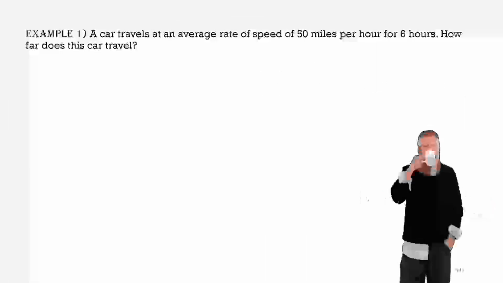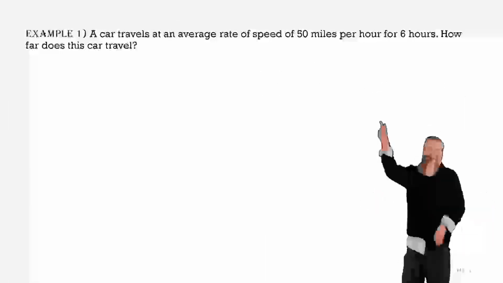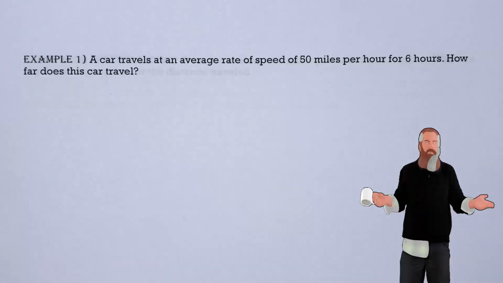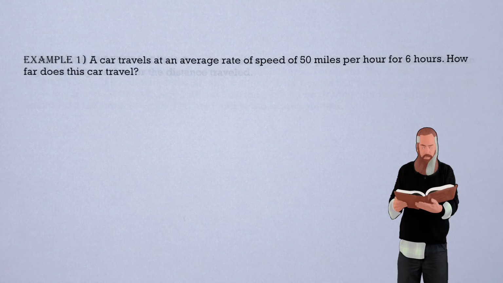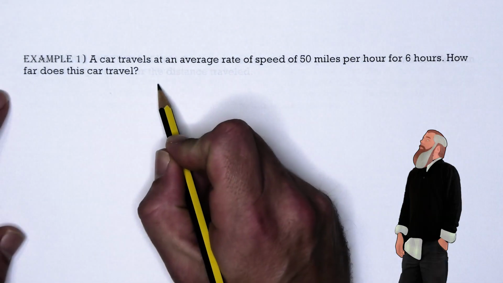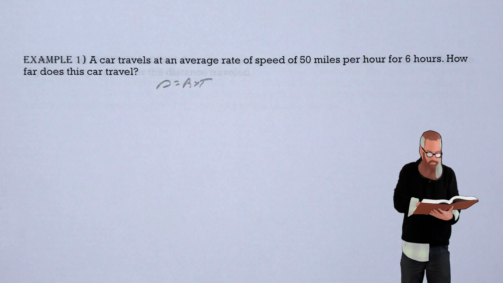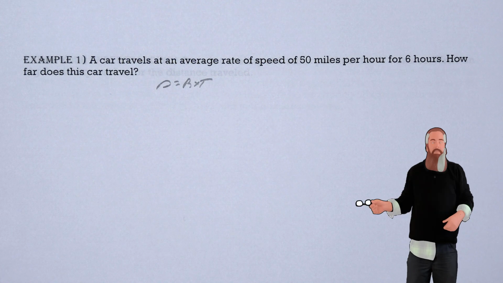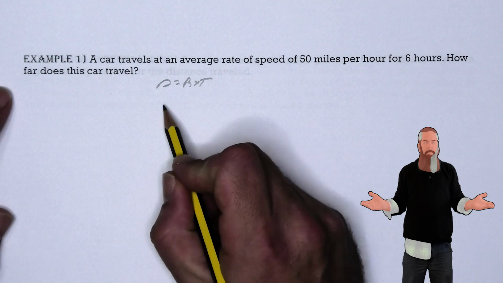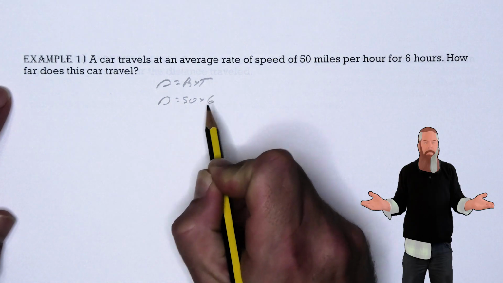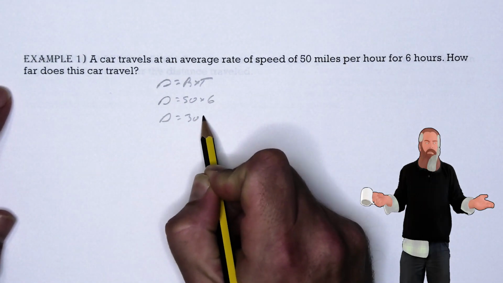A car travels at an average rate of speed of 50 miles per hour for 6 hours. How far does the car travel? The distance that a car travels is a function of its speed and the time traveled. The relationship is shown here as the distance formula, where d is equal to the rate times the time, where d represents the distance traveled, r represents the rate at which the car is traveling, and t the time in hours. So for this particular problem, we get that d is equal to 50 times 6. So the distance traveled is 300 miles.